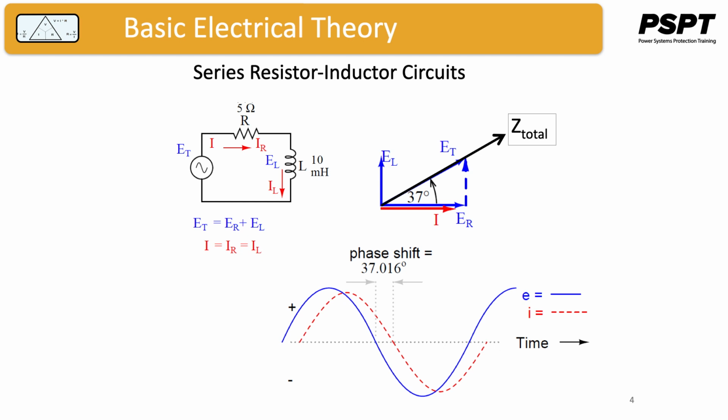For the resistor and the inductor individually and their voltages, the phase relationship between the voltage and current hasn't changed. Voltage across the resistor is in phase, 0 degrees phase shift, with the current through it, and the voltage across the inductor is still 90 degrees out of phase with the current going through it.